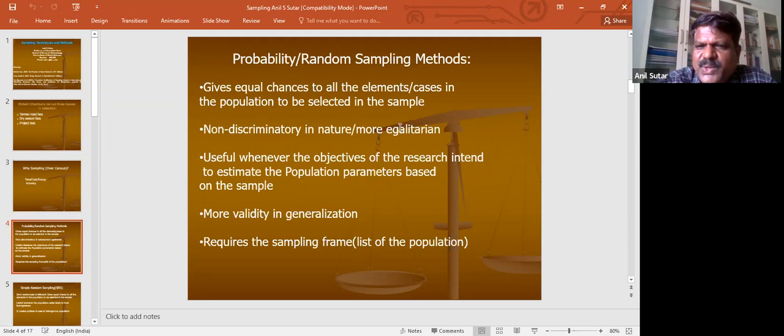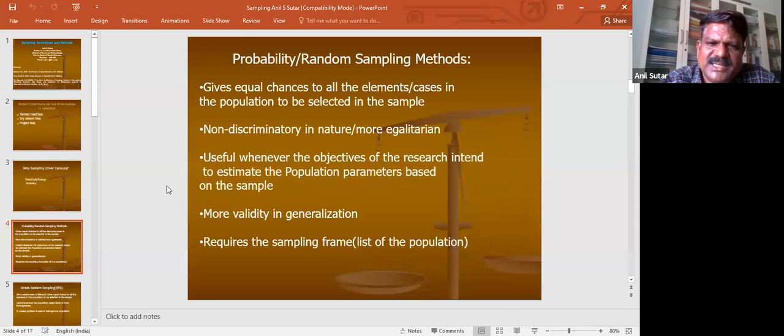Non-discriminatory means you are not supposed to... In sampling, let me reiterate, we talk about sampling errors and non-sampling errors. Even the inclusion and exclusion of certain participants or respondents is also a serious sampling error that we call non-sampling error. How certain management teachers are not listed in my sampling frame, so that can be an issue.